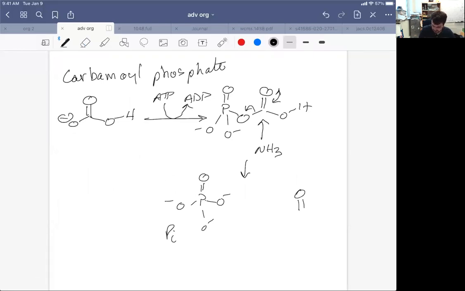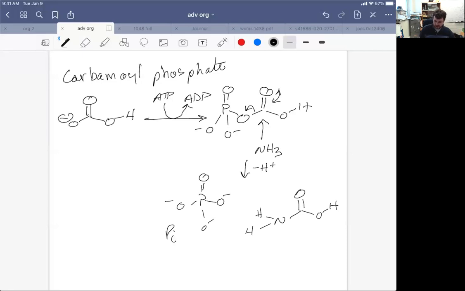So this is an interesting mechanism to me because I'm going to let NH3 add, and I'm going to lose H plus here, just to keep the mechanism simple.